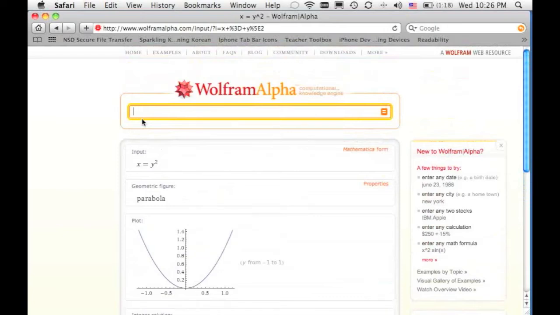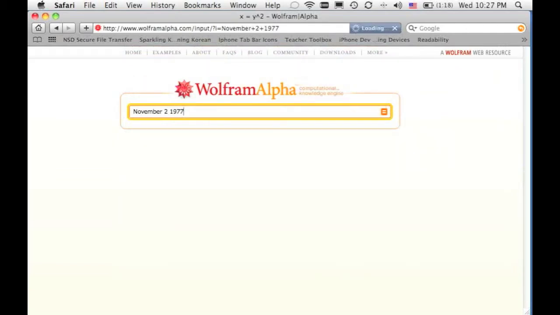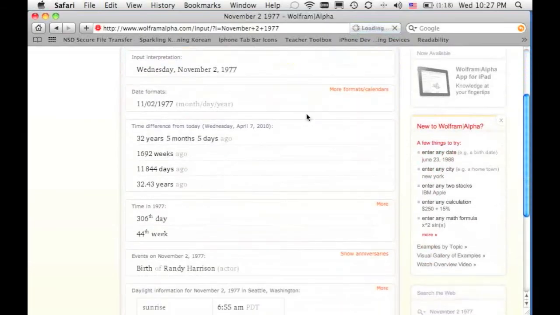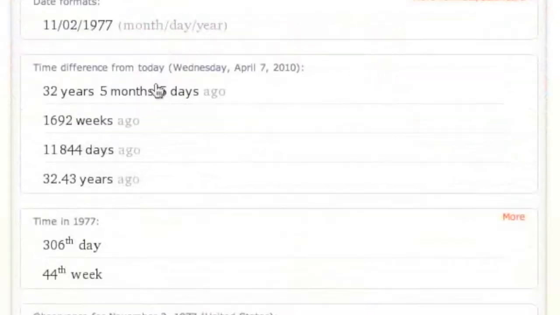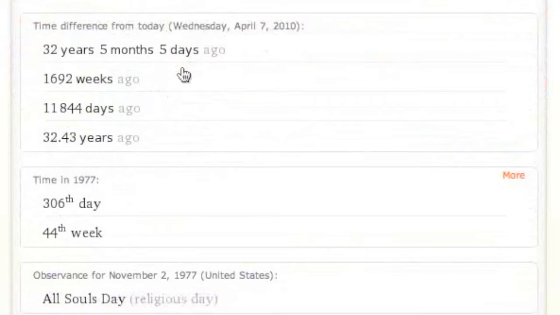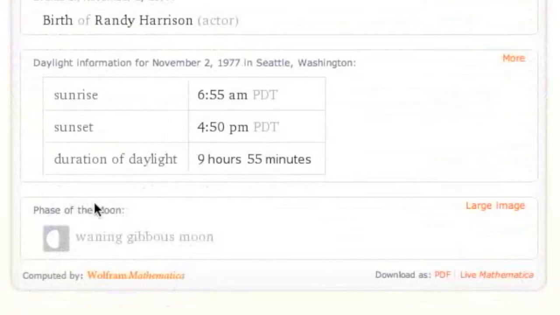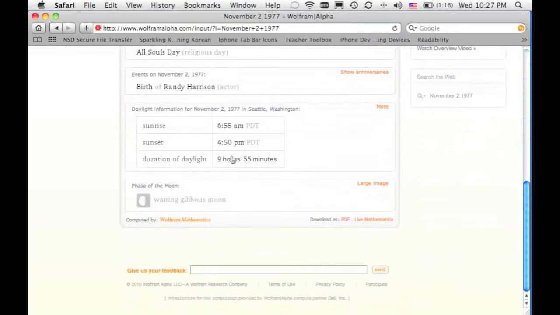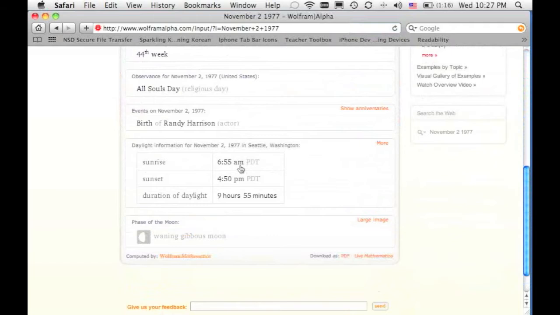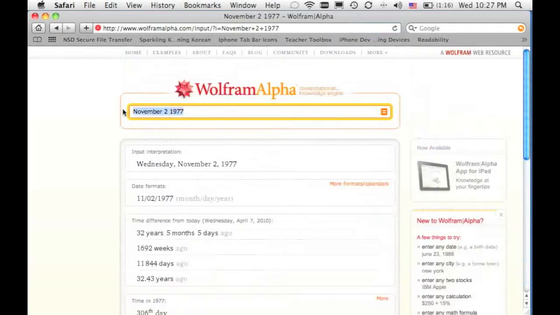For example, dates. So maybe search for your birth date. This isn't my real birth date. Okay, some information on that day back in 1977. You can see how long the day was, what the phase of the moon was. Very interesting. Well, let's take a look at something else.